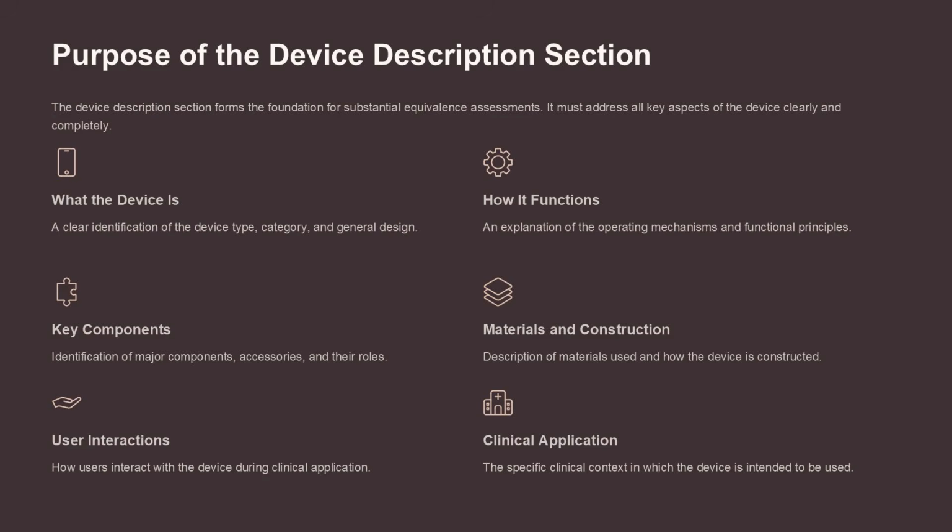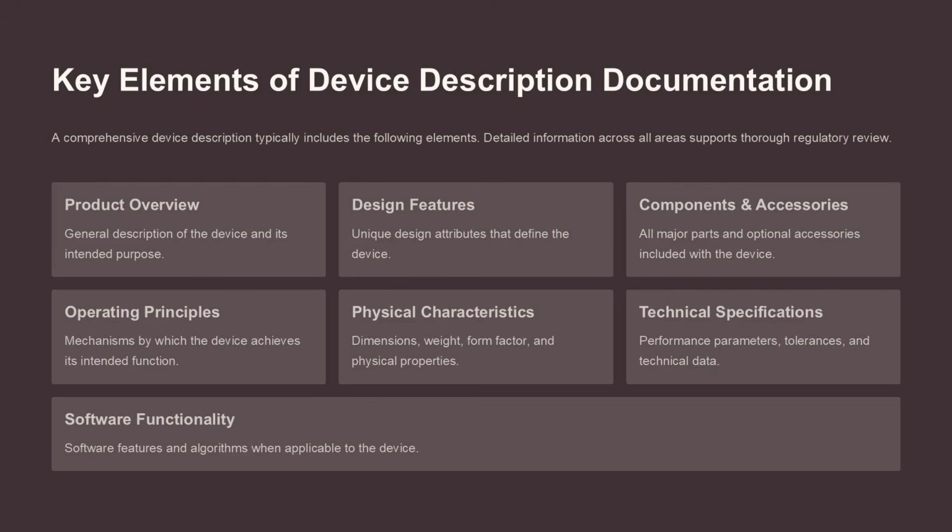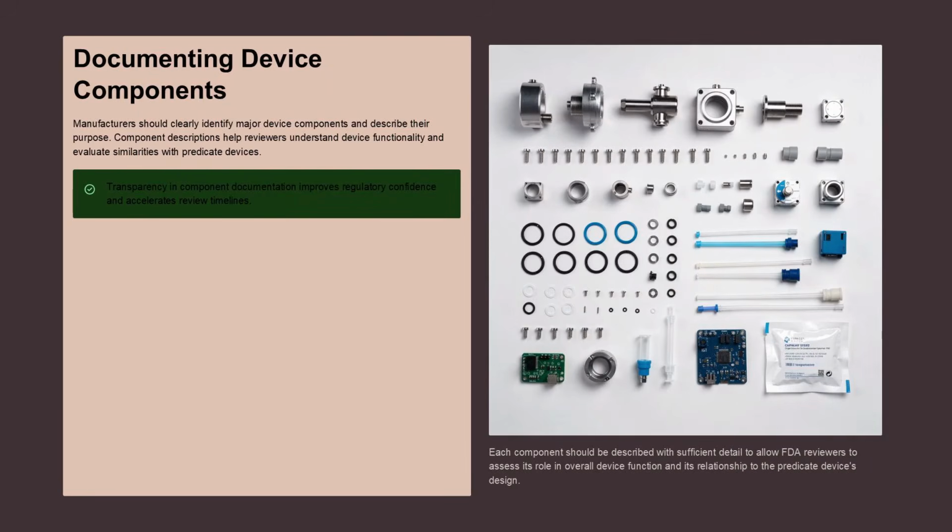The device description section lays the foundation for equivalence assessments, detailing what the device is, how it functions, and its key components. Key elements of device description include product overview, design features, and technical specifications, all crucial for regulatory review. Manufacturers should clearly identify and describe major device components to aid in regulatory confidence and timely reviews.